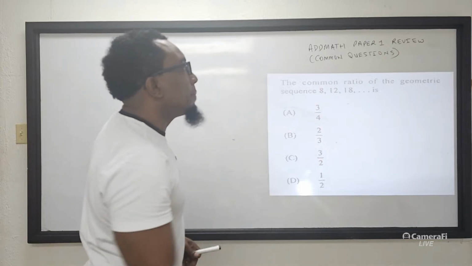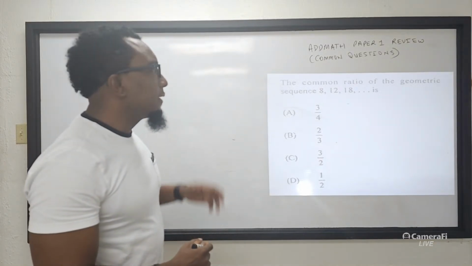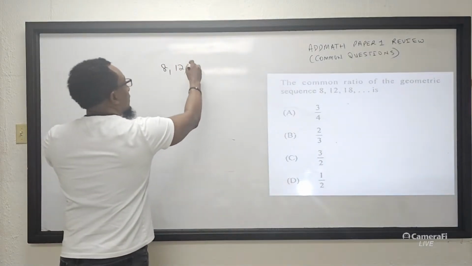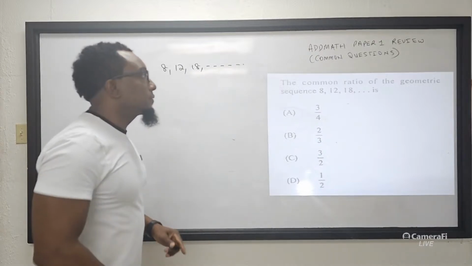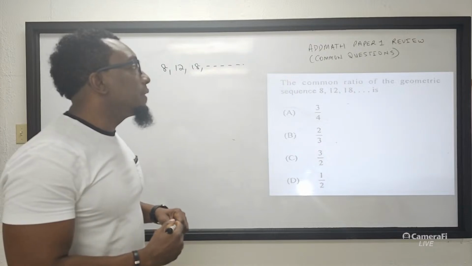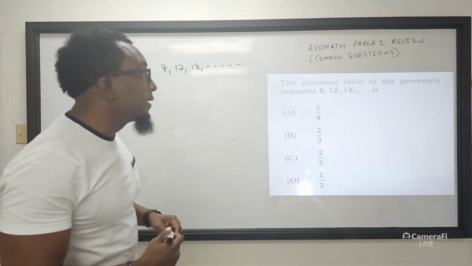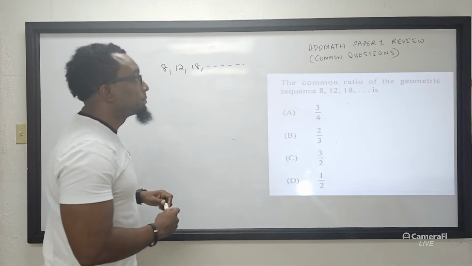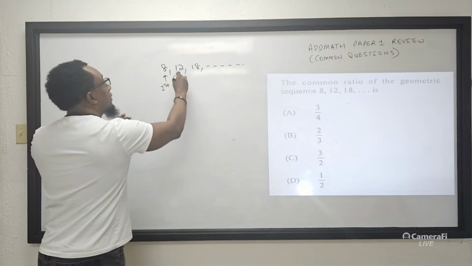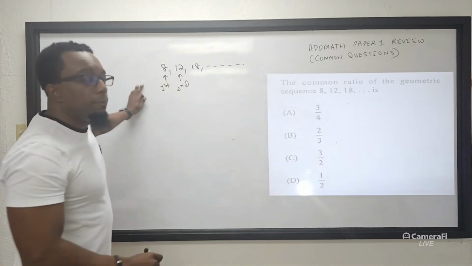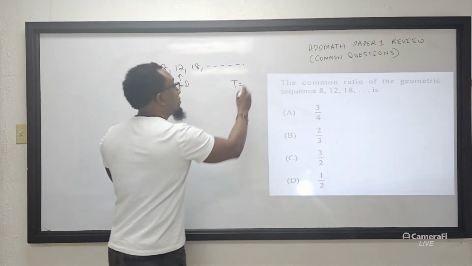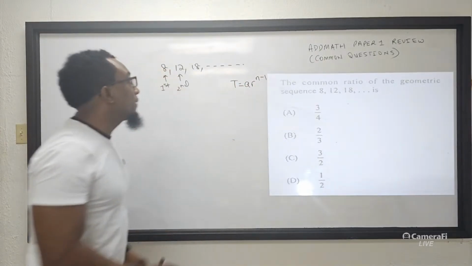Right. So what's the common ratio of the geometric sequence? So again, looking at sequences, another common question. You have 8, 12, 18, dot, dot, dot. It states here that this is a geometric sequence, a GP. And if we need to determine what is the common ratio, which is R in your geometric sequence, note this is your first term. This is your second term. So for the geometric sequence, remember the general term for GP is T is equal to AR to the n minus 1. Don't forget that formula.